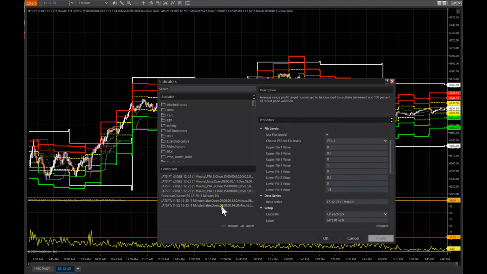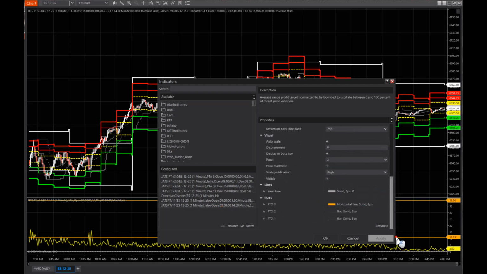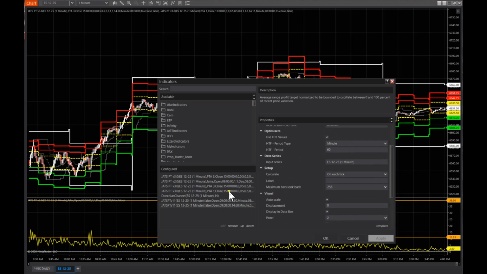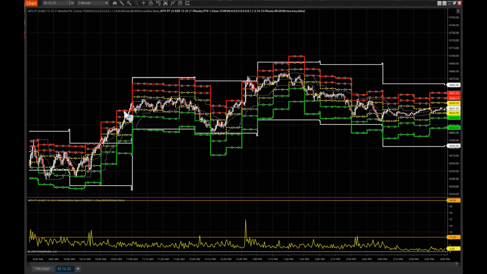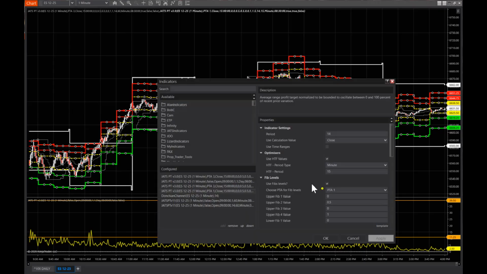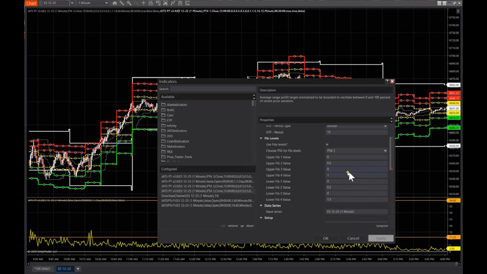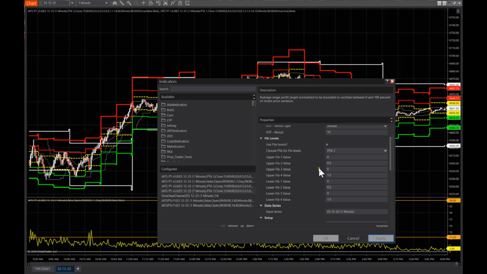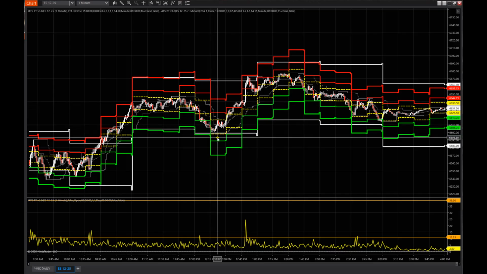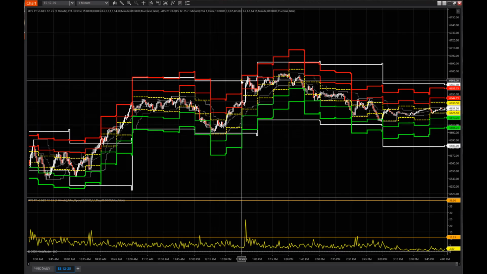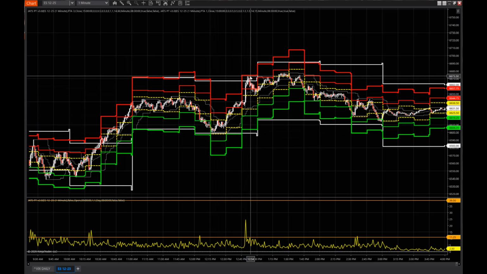So I'm going to put 1.5. Oops, did the wrong one. Up or down, A or B. There we go. Look at that. So that's actually 2.5 times the range. Very algorithmic. Look, right here, 2.5 times the range again.